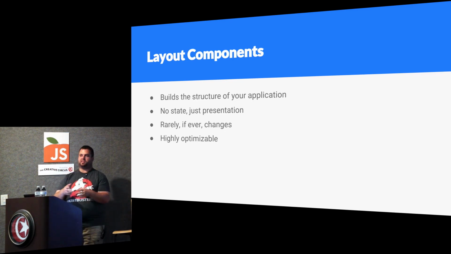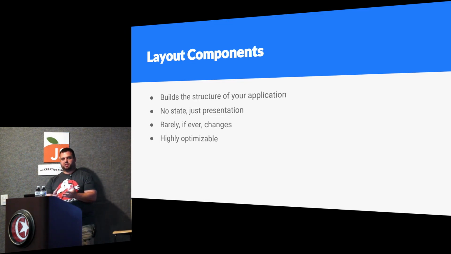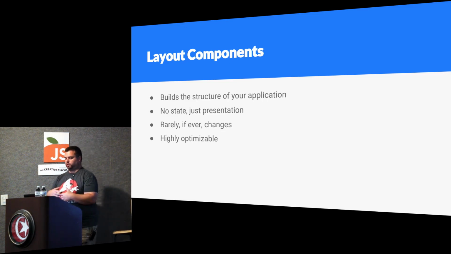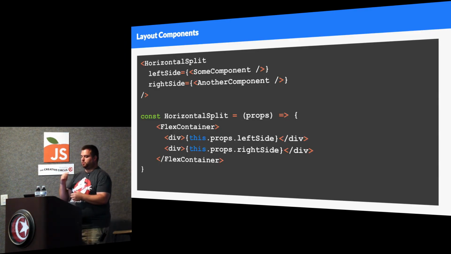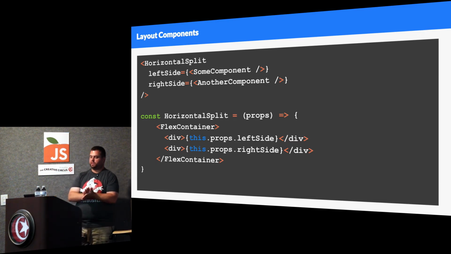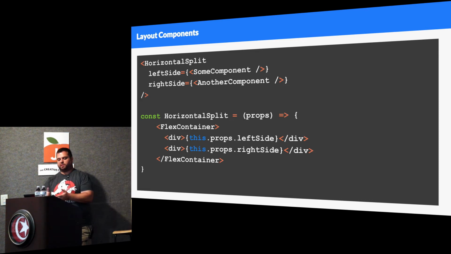There probably shouldn't be any state. It's mostly just presentation, and it rarely, if ever, will change, because you don't typically change the left sidebar and the main, which at that point makes them highly optimizable. So if we look at this one, a left side and right side, and pass in a component to each. What that lets me do is pass that into a stateless component like horizontal split here, passing in left side and right side as my props.